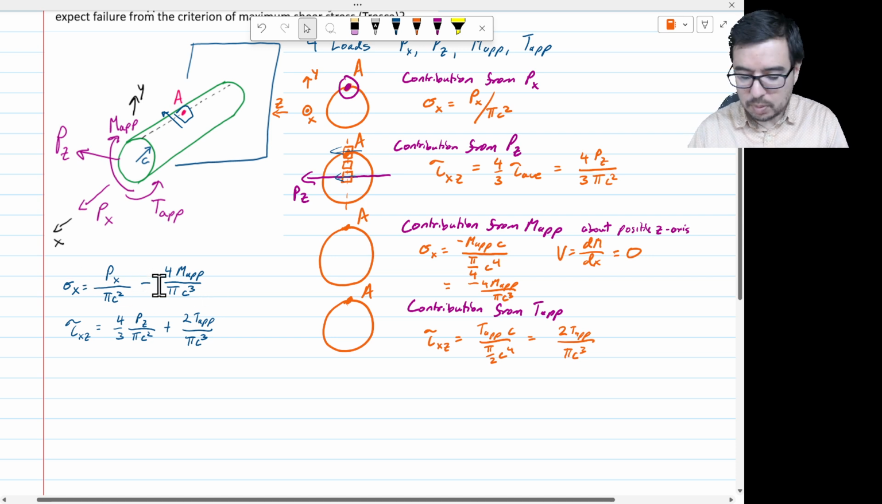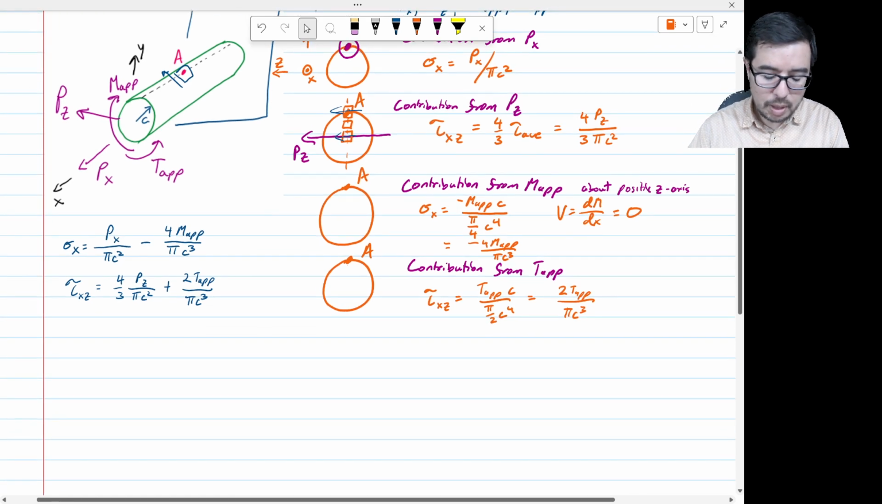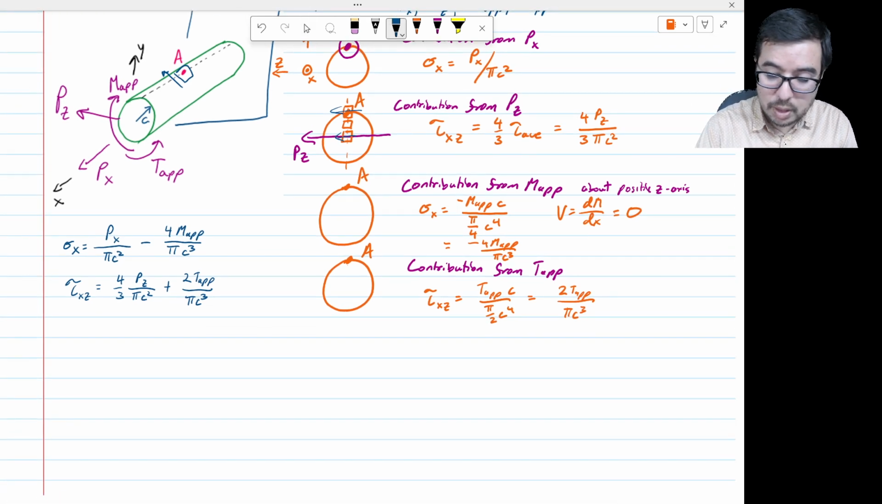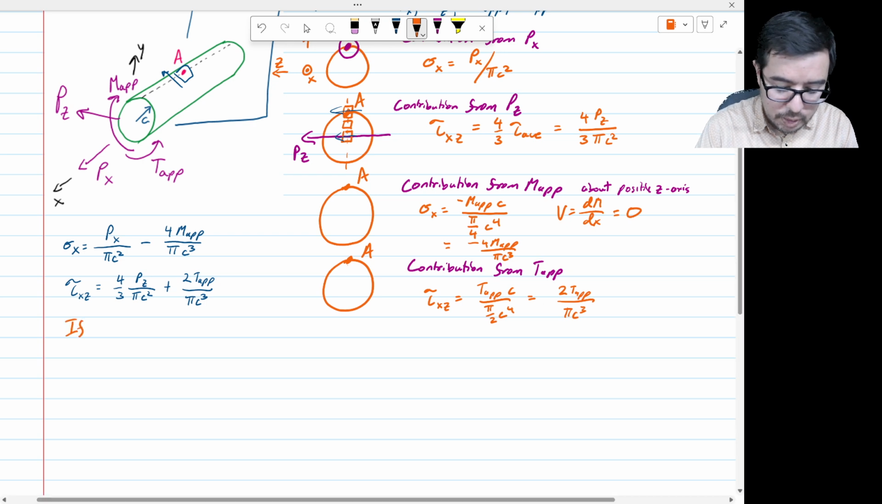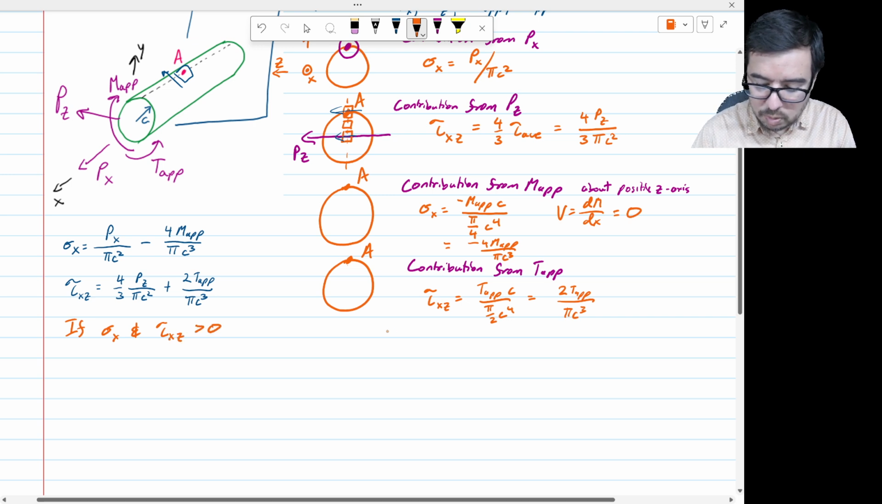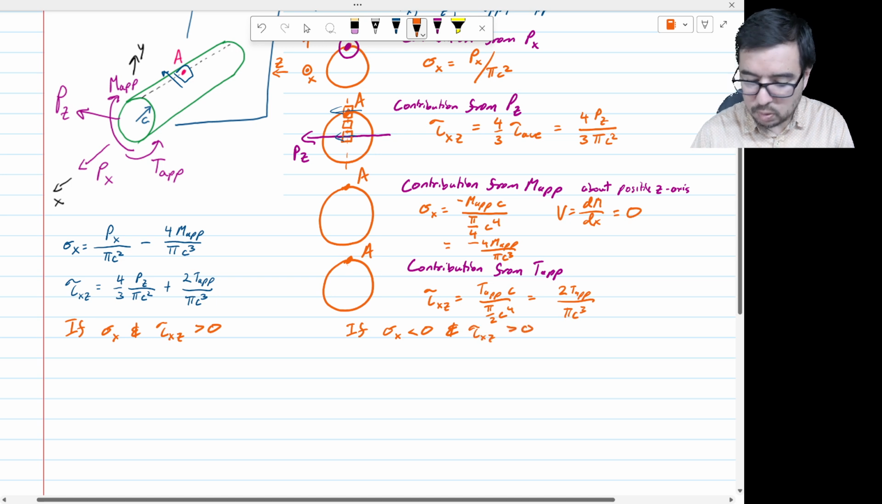What was it, to see whether or not it's positive or negative. If they're both, I can just do a couple things. If sigma x and tau xz are greater than 0, okay, and we can do if sigma x is less than 0 and tau xz is greater than 0, okay, and assuming that all these loads are positive, and they're acting in the direction that they're given here, right? These are kind of our two scenarios.